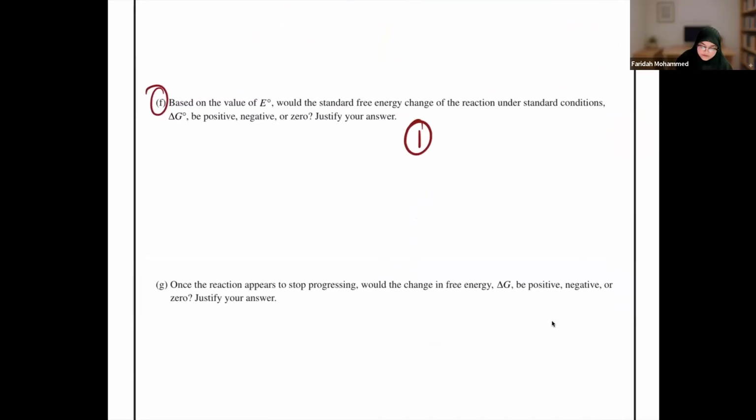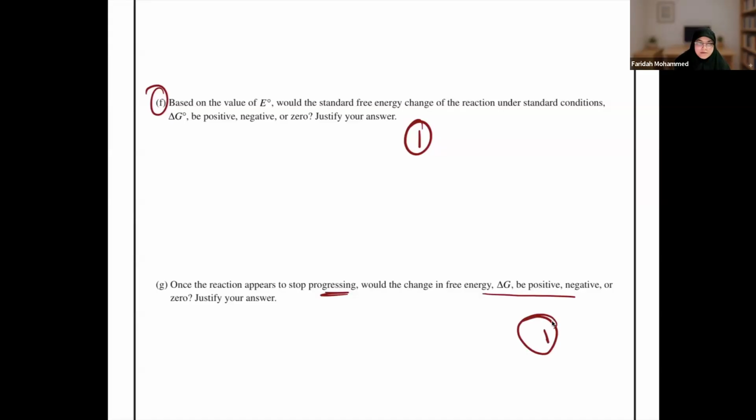Once the reaction appears to stop progressing, would the change in delta G be positive, negative, or 0? Disha? I said that once the reaction appears to stop progressing, it reaches equilibrium. So the change in voltage would be 0. So then that would mean the delta G is also 0. Good job.